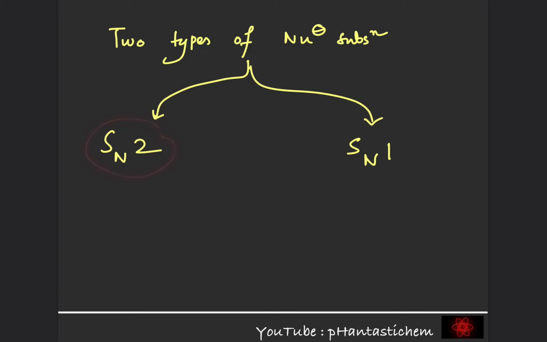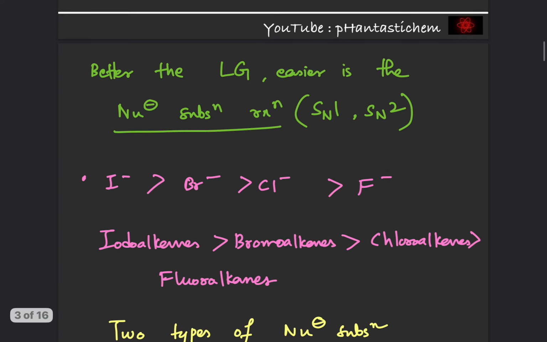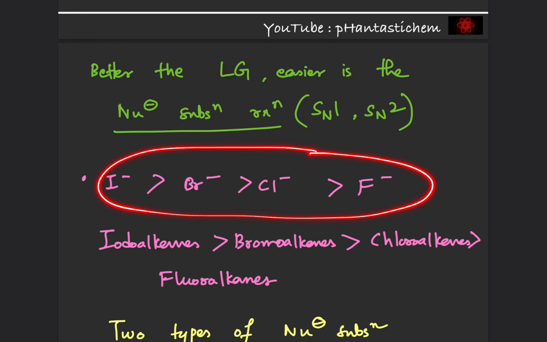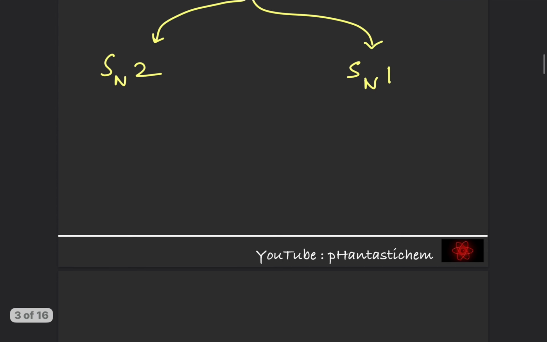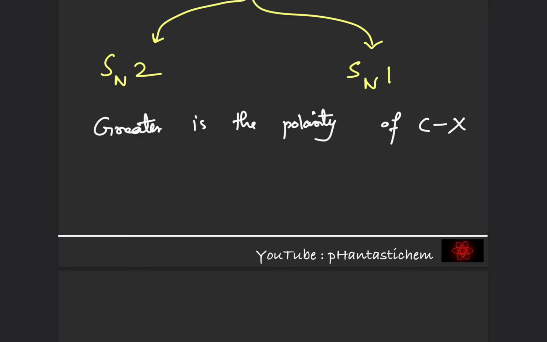Okay, now coming back to the reason behind this. So there is a popular misconception, that is people think that the greater the polarity of the C-X bond, the more reactive should be the haloalkane.